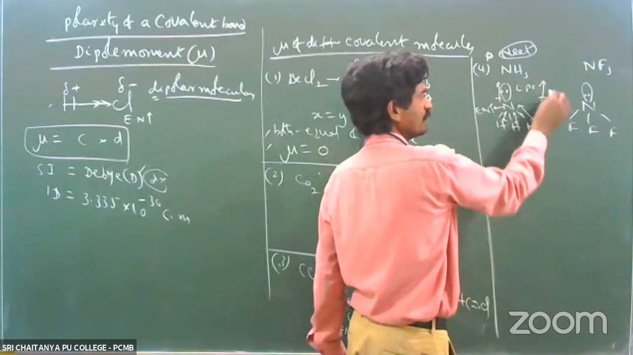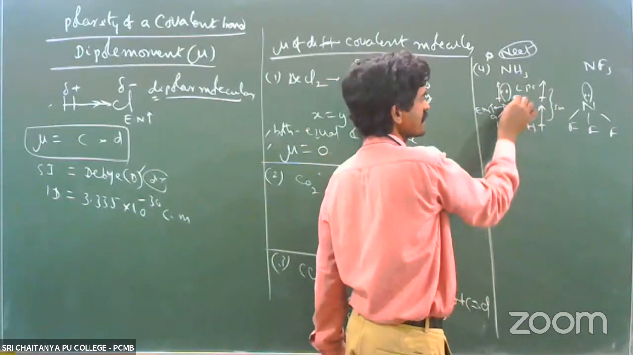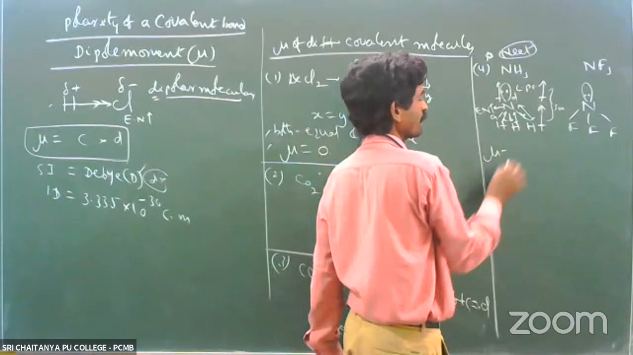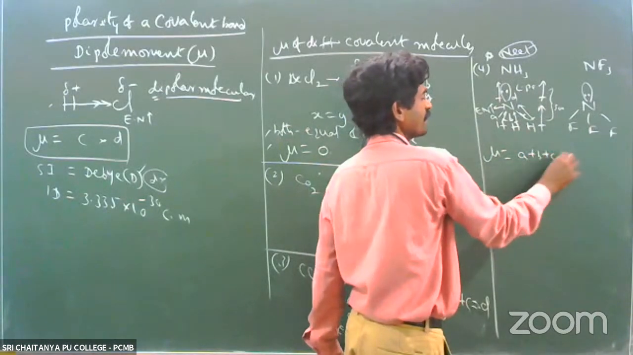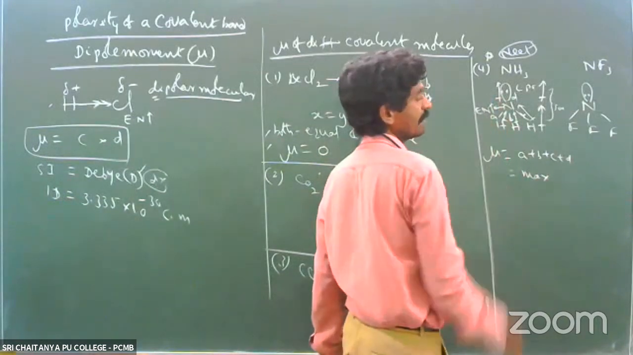That's why, if all are in the same direction, the net dipole moment: this is A, this is B, this is C, and this is D. The net dipole moment is A plus B plus C plus D. That's why you get maximum dipole moment for NH3.